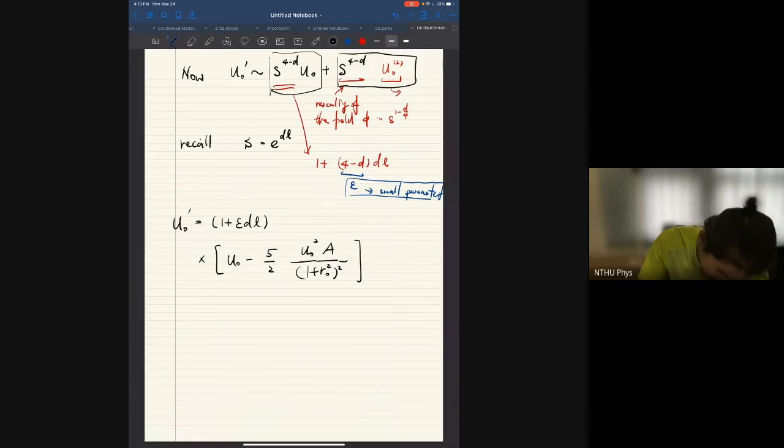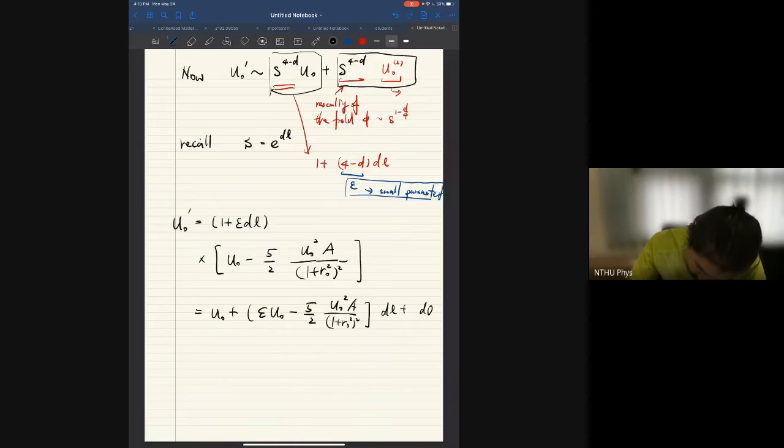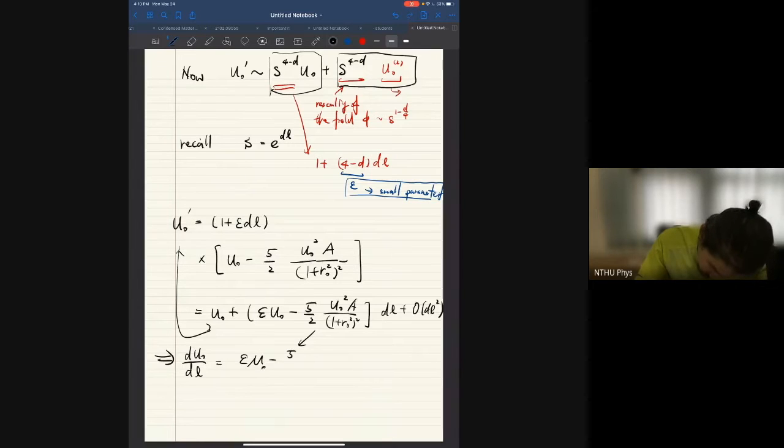We can expand order by order in terms of dl. We get u naught plus epsilon u naught minus 5 halves u naught squared a divided by (1 plus r naught) squared times dl, and then the order of dl squared. Which directly gives us the beta function: d u naught dl equals epsilon u minus, basically this part, u naught squared a divided by (1 plus r naught) squared, right? And this is, by definition, the beta function for u.